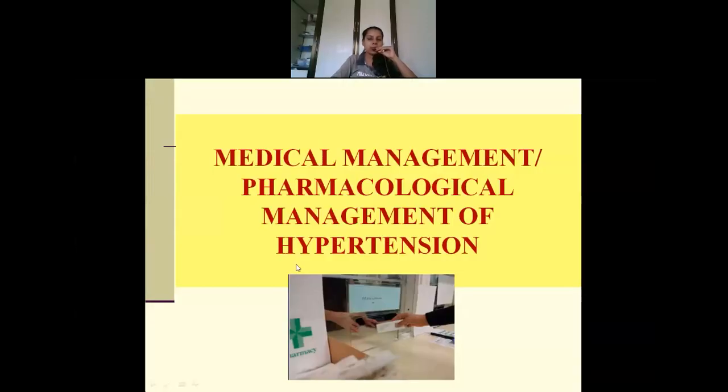Next, we will move on to the medical management or pharmacological management of hypertension. It is a very important topic, maybe important in pharmacology, but very important in medsurg also. Okay, they have even asked to explain the drugs here. Okay, we are not discussing the mechanism of action. I will be discussing regarding antihypertensives.